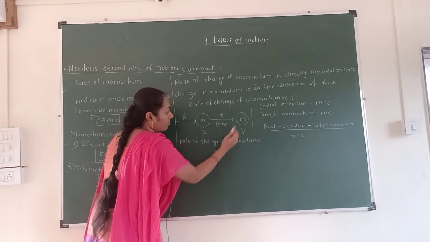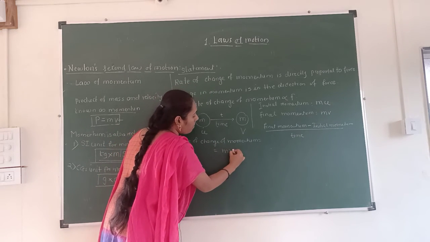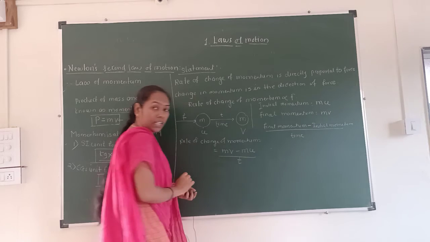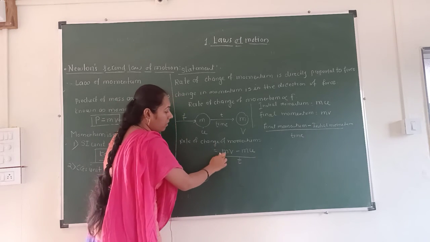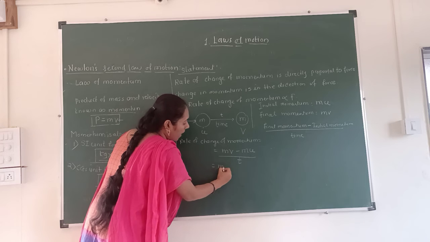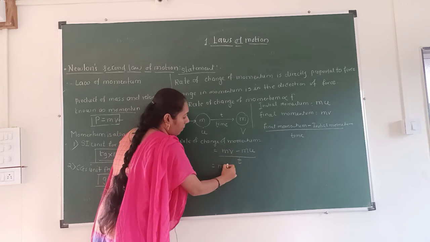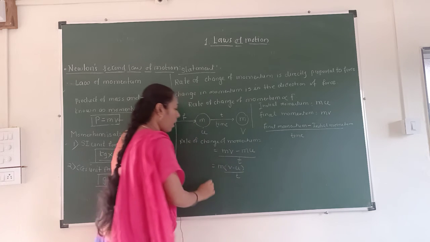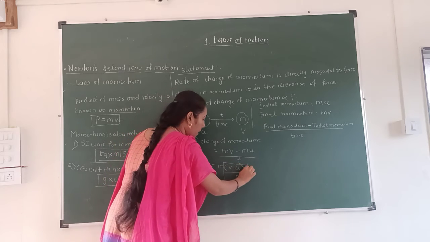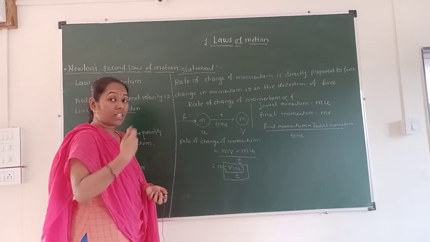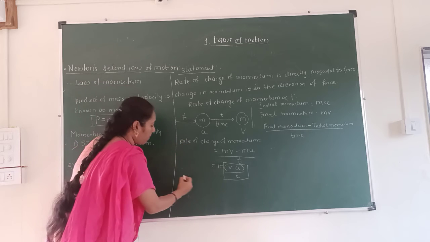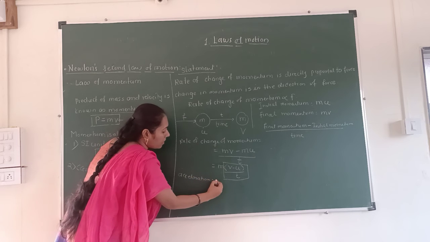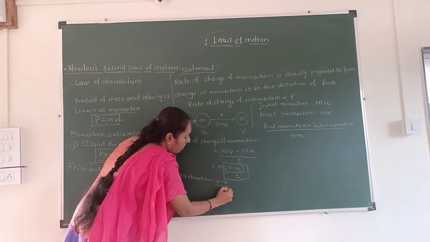Then what are the values? What is the final momentum? Final momentum mv minus initial momentum mu divided by t, or time. I will take m as common because both terms have m. Then what will be the equation? m times (v minus u) divided by t, and all of you know that v minus u divided by t is nothing but acceleration. Acceleration is equal to v minus u divided by t.